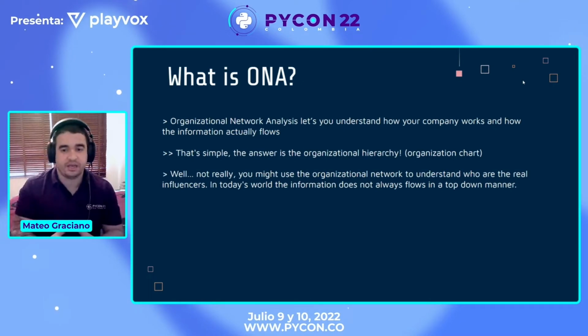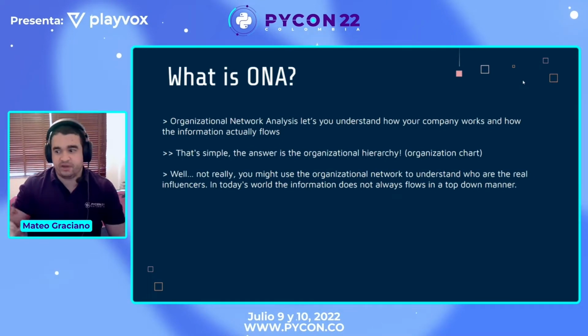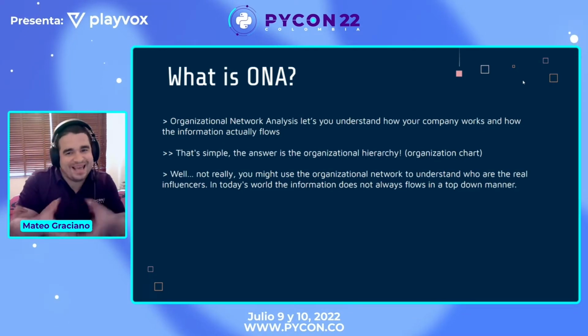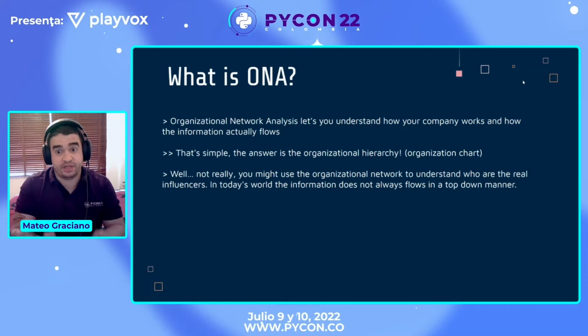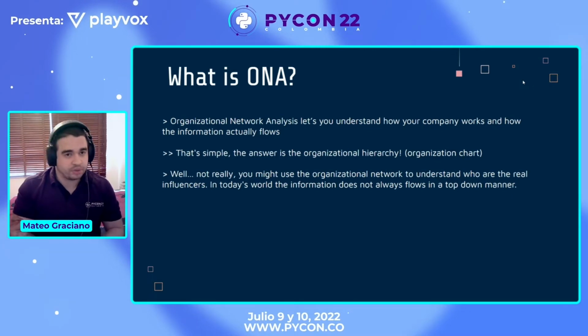But in reality, people have friends outside their team, and people work outside of their team, and the leaders are not necessarily the bosses and stuff like that. So that's why the first answer will be yes, you're right. The organization chart could be the most basic ONA, the most basic organizational network. But in reality, a company is more complex than the simple organization chart.